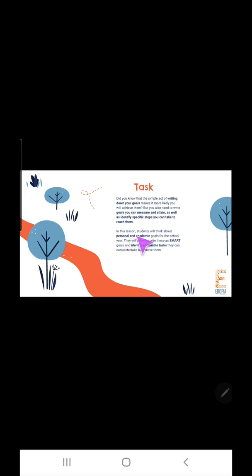In this lesson, students will think about personal and academic goals. So guys, what is a personal and an academic goal? What's the difference? Can you recall? So yes, a personal goal is one that's personal to us. It will relate to our hobbies, things that we're interested in, that we enjoy doing. So it might be football. In my case, I love to cycle.